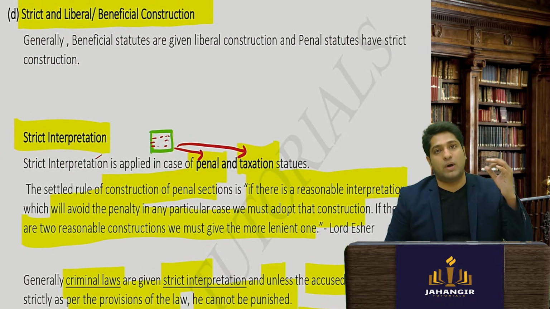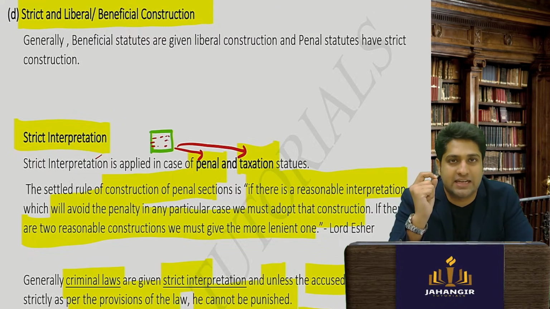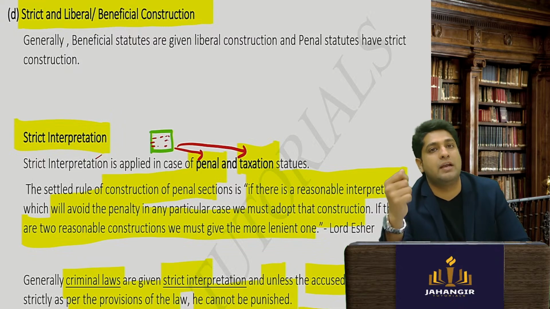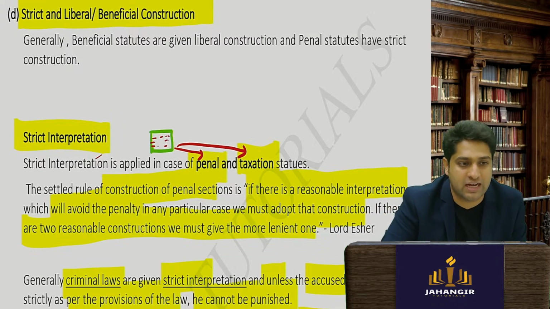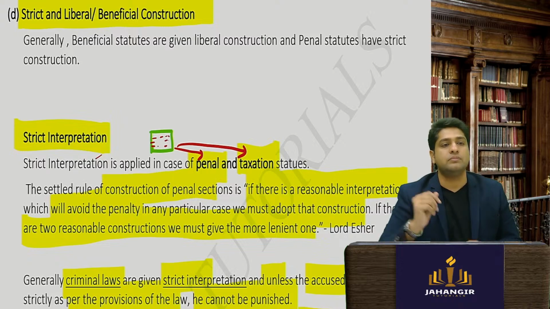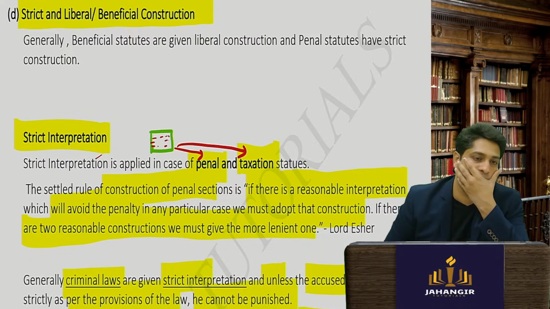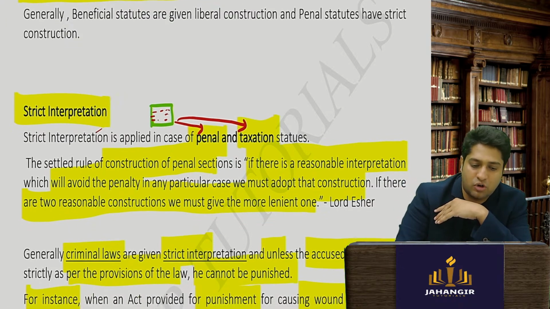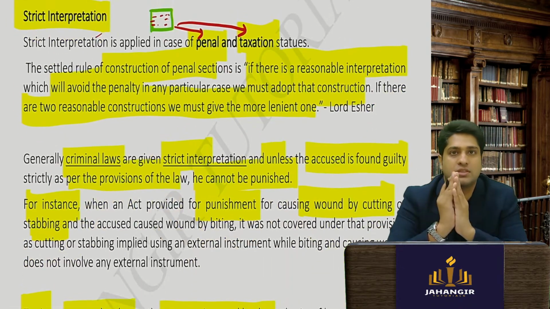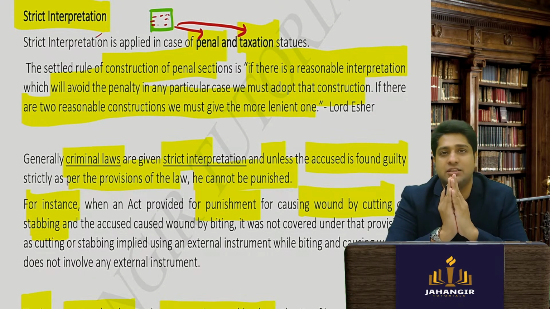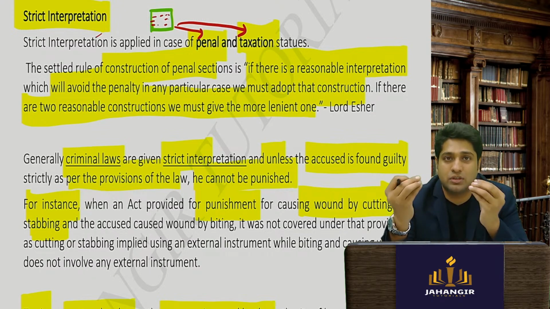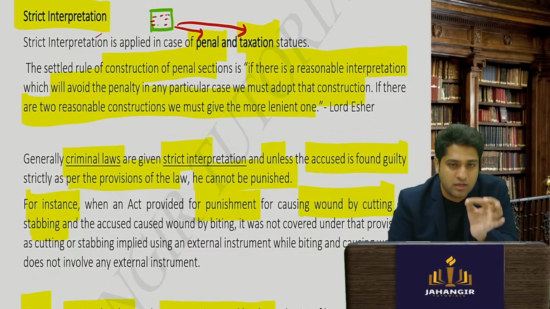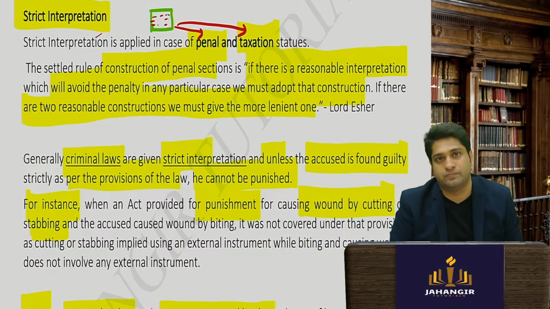Now comes one thing which is a repeated exam question: strict and literal or beneficial construction. What is this they ask? Strict or liberal construction. So let's understand what it means. Firstly, certain laws have strict interpretation. That means we do not allow transgressing into extra words. What is written, we will read word by word. Anything extra we cannot put.